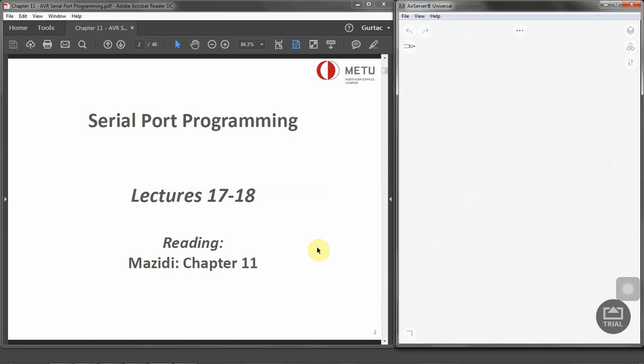Hello everyone. In today's lecture, we are going to talk about serial port programming. Before I get into the details of this chapter, I just want to ask a couple of questions so that you can think about them throughout the chapter, and then we can find the answers inside of this chapter. The first question is, how do we transfer data from one end to the other?